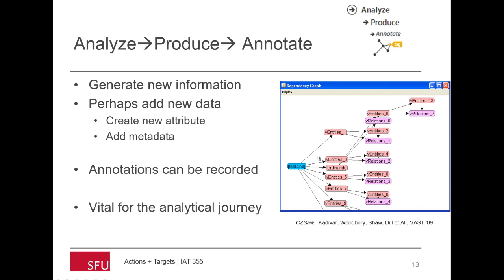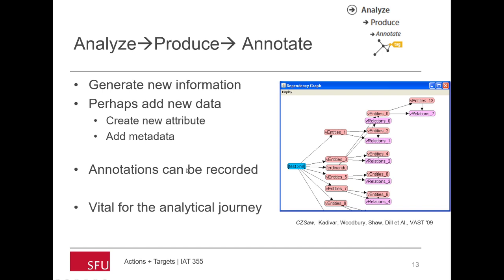This thing that's shown on the right is something called a dependency graph. This is the recording of the steps of analysis, and I worked on this project with John Dill and Rob Woodbury and a few grad students. And what this is doing here is showing the relationships, the steps that we took to do analysis of a data set that was part of a contest for an international conference on visual analytics. In any case, this annotation thing is vital for the analytic journey.